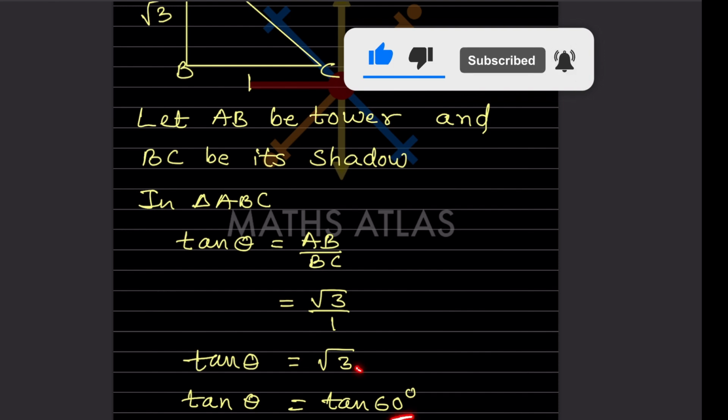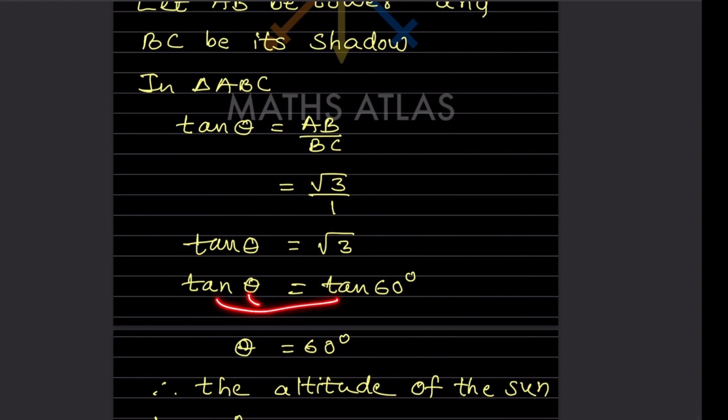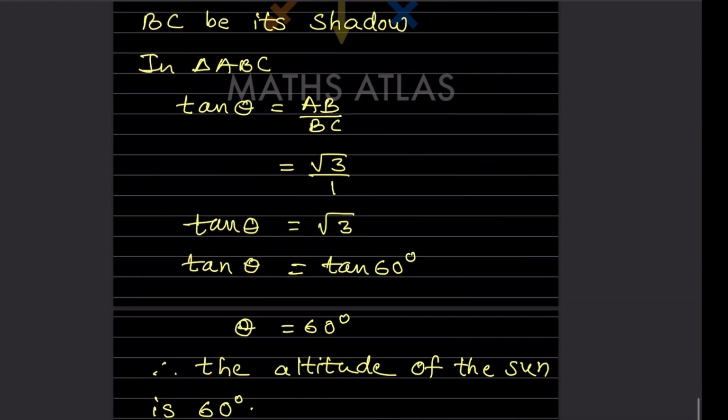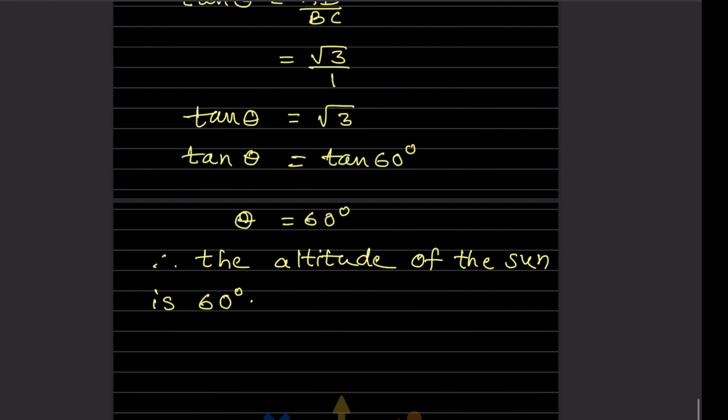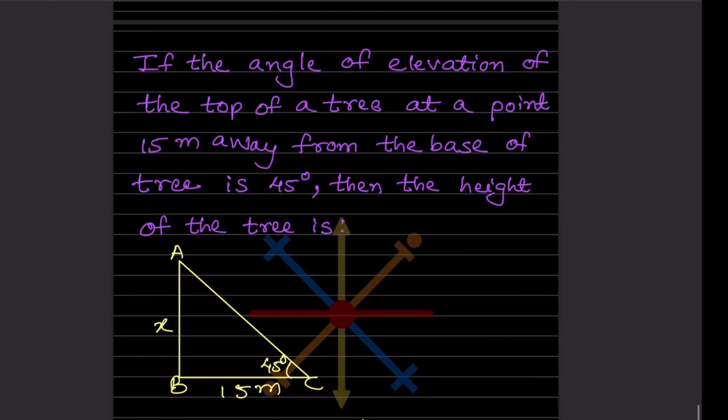That is tan 60. So tan theta is tan 60. So when you compare this, we can say theta is 60 degrees. Therefore the altitude, whatever they say, the altitude is nothing but the height of the sun, which is 60 degrees. Next: if the angle of elevation of the top of a tree at a point 15 meters away from the base of the tree is 45 degrees, then the height of the tree is.